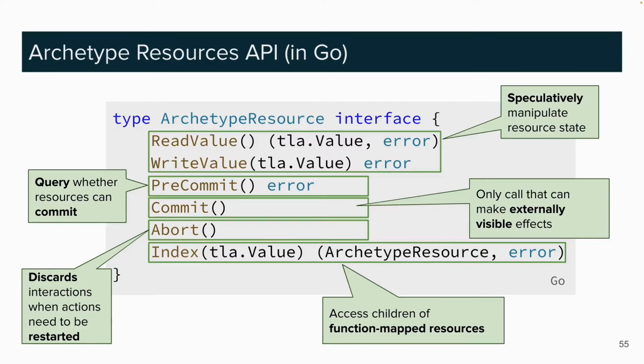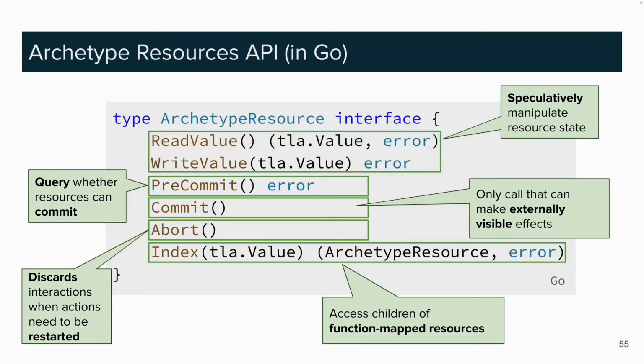So lastly, let's have a quick look at our super general API that we've been justifying and explaining this entire time. At the top, we have read value and write value, which allow you to speculatively manipulate the resource's internal state. We have pre-commit, this query which asks, is this okay? Could we commit and have it reasonably succeed?